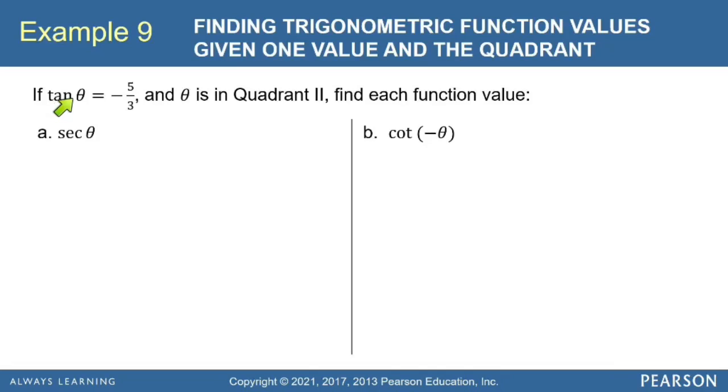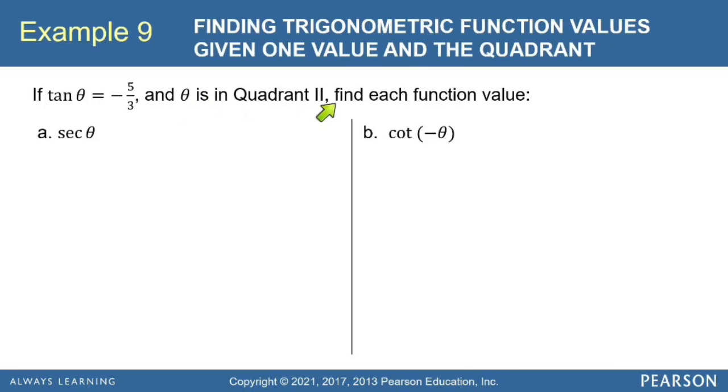So here's example 9, and it says if the tangent of theta equals negative 5 over 3, and theta is in quadrant 2, find each function value. So do you remember seeing problems like this earlier? Yes. Okay, so what they really intended for us to do here was to make the link between tangent and secant and say, oh, we have a Pythagorean identity that involves tangent squared and secant squared, and then you would just plug into that identity and solve for secant. But there is an easier way.